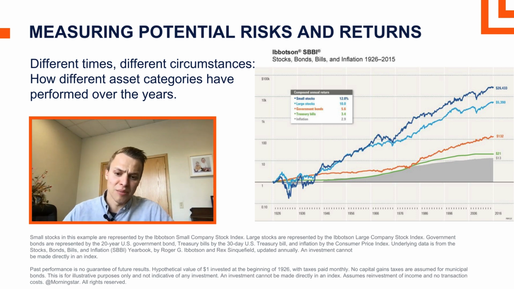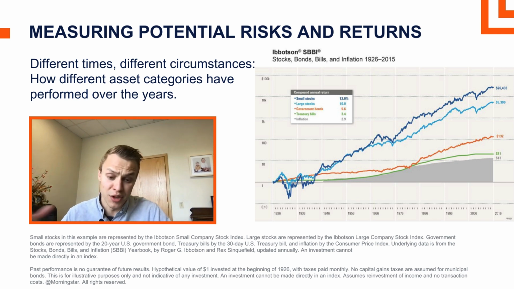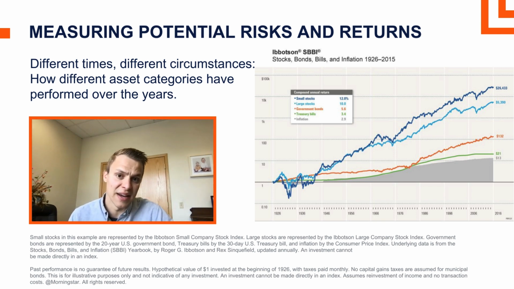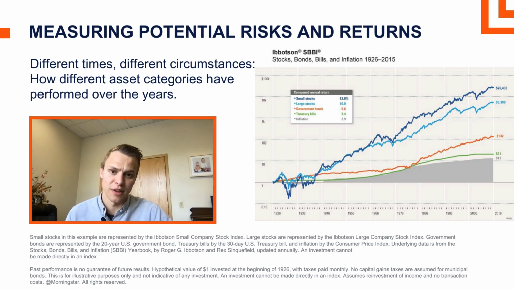Now, look at the black and blue lines, which spent a lot of time in negative territory during the Depression. The blue line, large stocks, showed an annual return of 10%, turning $1 into $5,390. Small stocks, which is the dark blue line, had a compound annual return of 12% during the 89-year span, ultimately turning the $1 investment into $26,433.